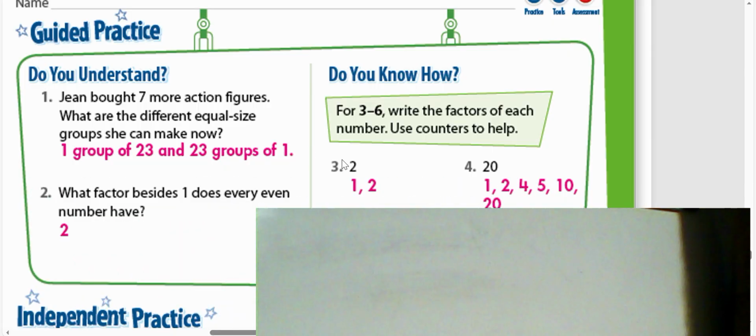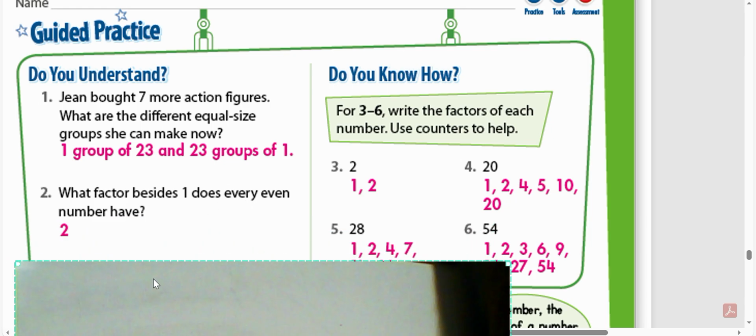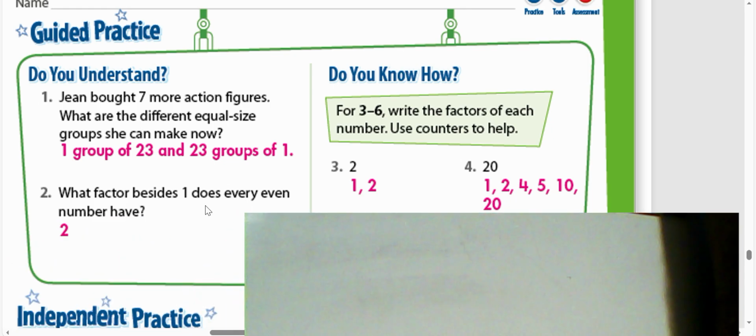And factors of 2 will be 1 and 2. 1 times 2 equals 2. Factors of 20: 1 times 20, 2 times 10, 4 times 5. What factor besides 1 does every even number have? It will be 2. Any even number can be divided by 2. 2 is the only even prime number because 2 can be divided by 1 and itself only, so it has 2 factors. Then 2 is the smallest prime number. Also, any even number can be divided by 2, like an even number ending in 0, 2, 4, 6, 8.